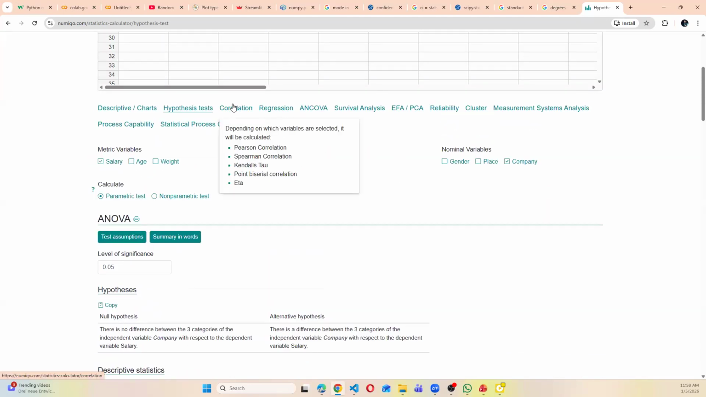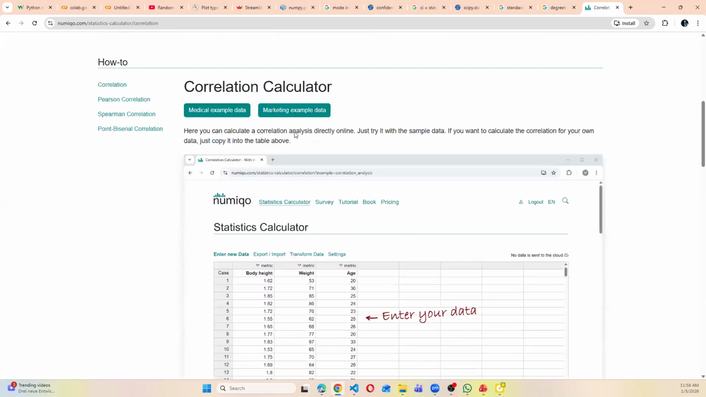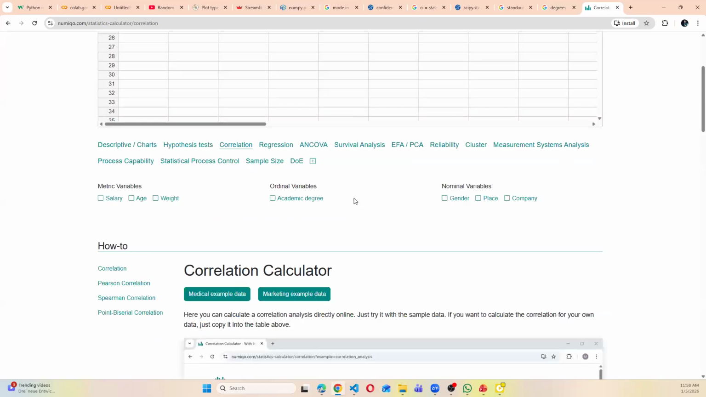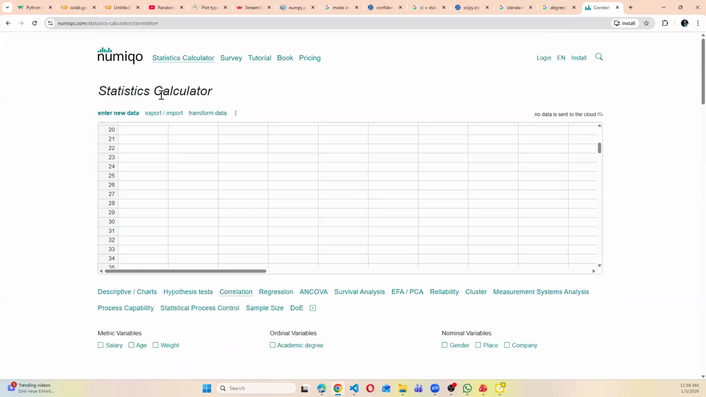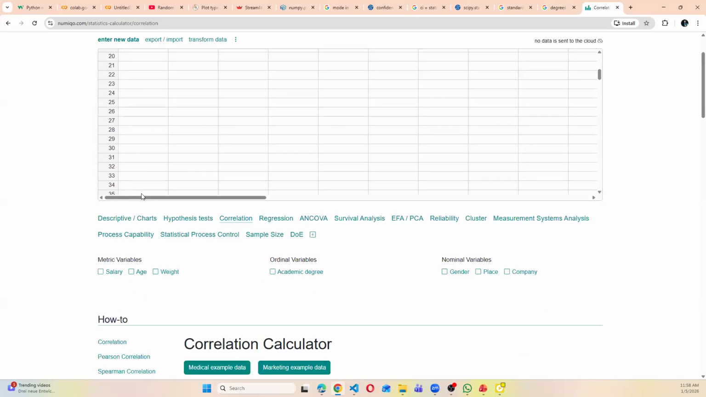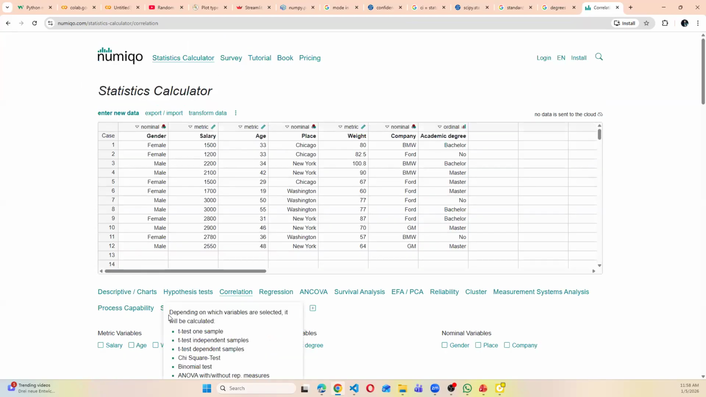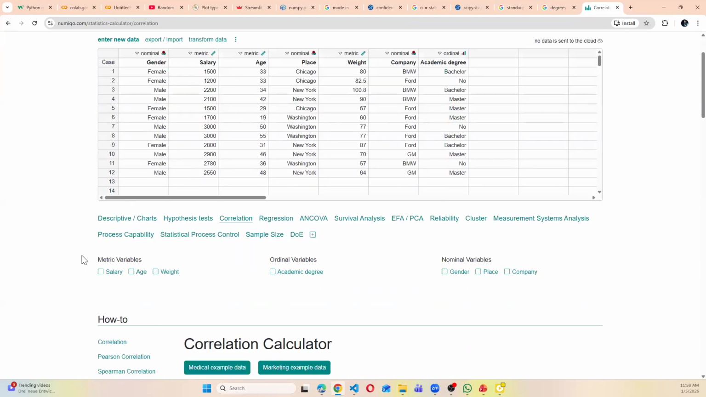You can see regression and correlation. You can calculate the correlation, everything based on this. So this is a very good website. You can go to this one and see if you have any data. If you don't know which test you want to use, it will help you find out the best test for your data set. So I hope it was helpful for you.